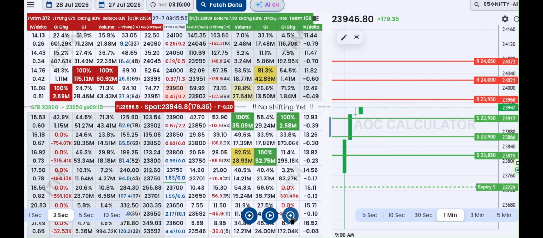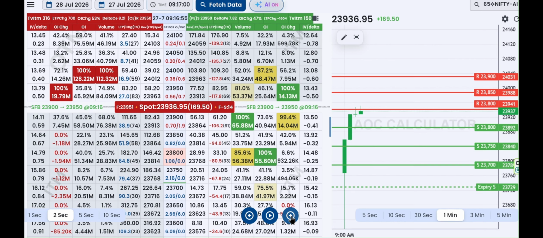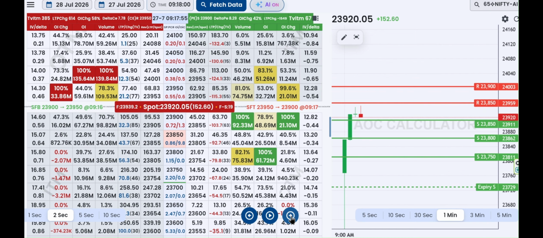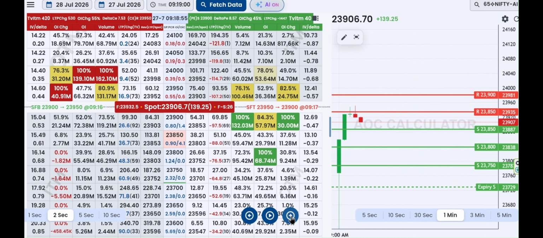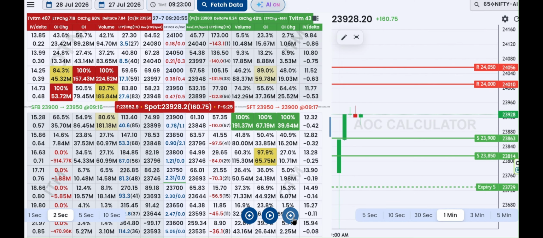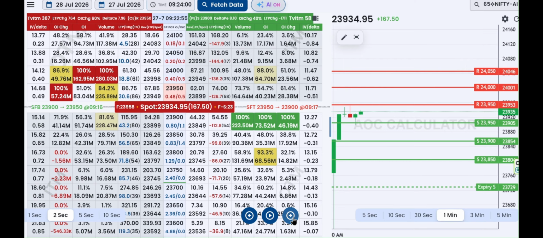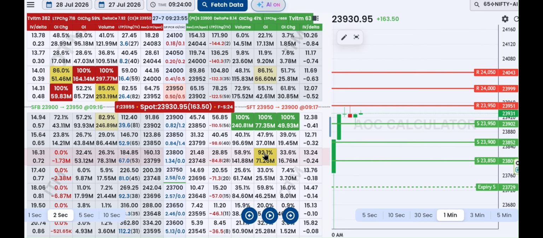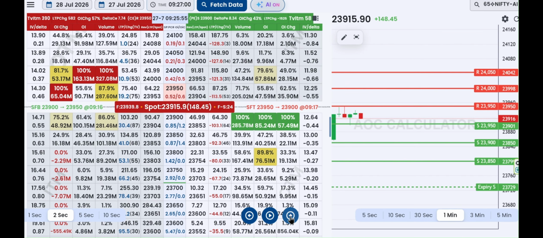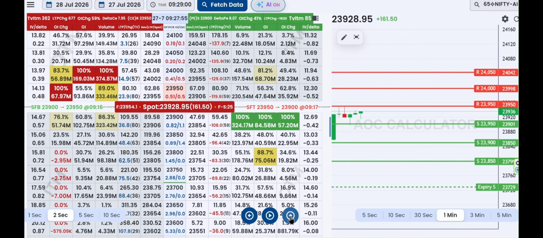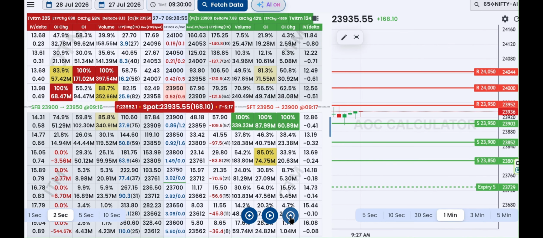As we continue observing the data, we notice that the resistance is shifting downward. You can find it by checking call OI percent at 24,100. Call OI percent is decreasing, and 23,950 call OI percent is increasing, while the support is shifting upward from 23,800 to 23,900. In other words, the support is moving higher and the resistance is moving lower. After some time, a strong support is formed at 23,900, while 24,000 continues to remain the strong resistance.